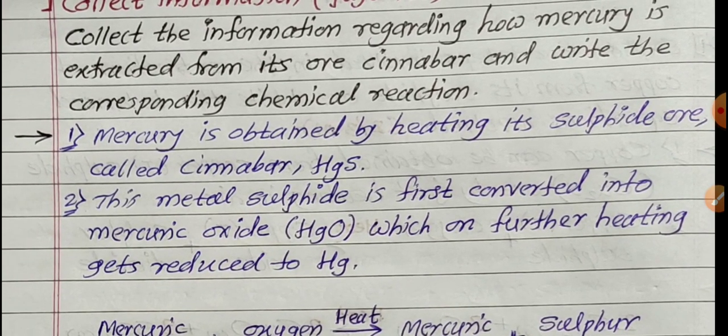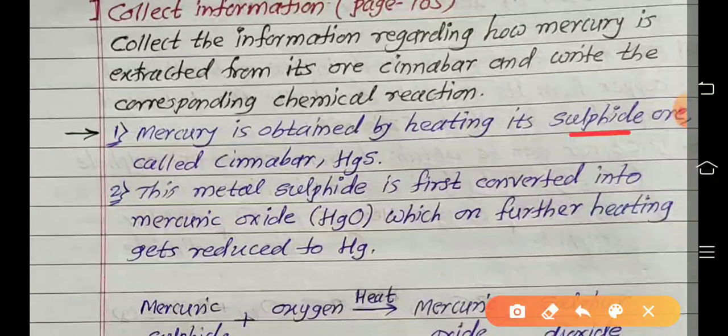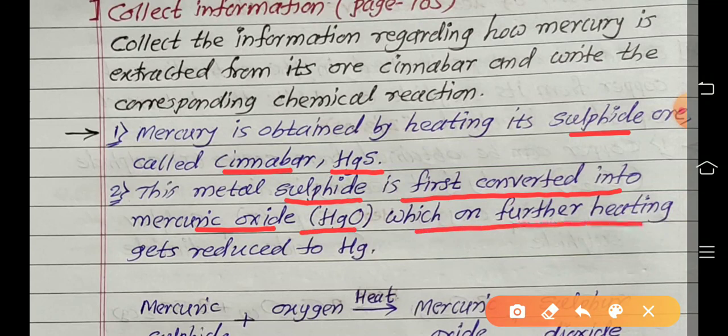Mercury is obtained by heating its sulfide ore called cinnabar. The formula of cinnabar is HgS, mercuric sulfide. This metal sulfide is first converted into mercuric oxide, HgO, which on further heating gets reduced to Hg, that is mercury.